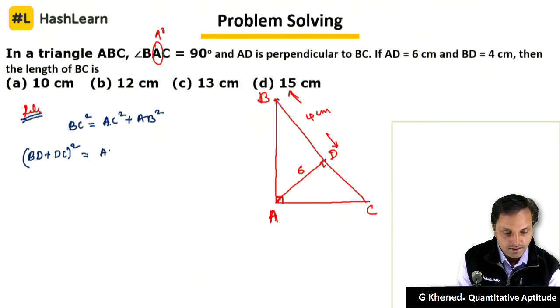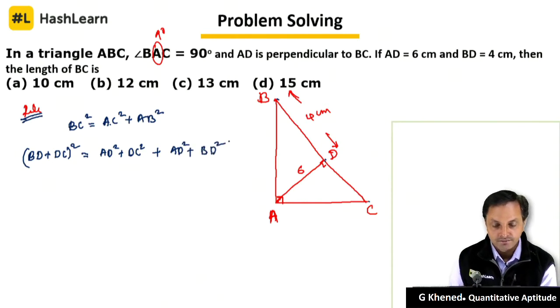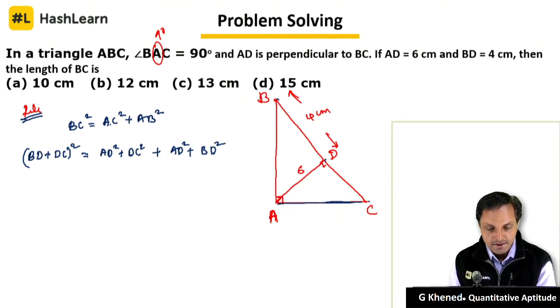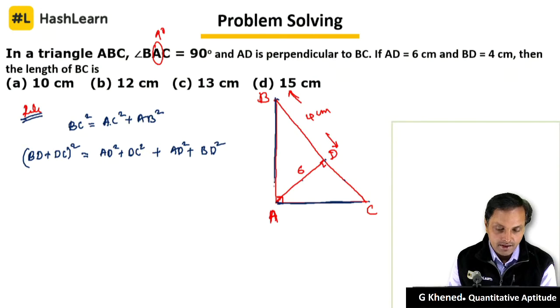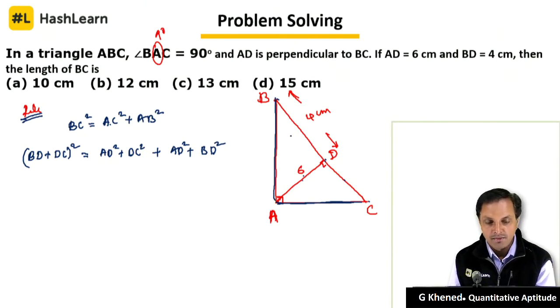AC square is written as AD square plus DC square, and AB square can be written as AD square plus BD square. Attention, AC square can be written as this square plus this square, and AB square can be written as this square plus this square. So if you do the simplification, hope you will be able to find BC. It is asking to find the length of BC.